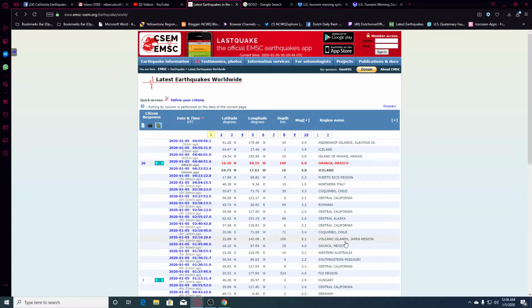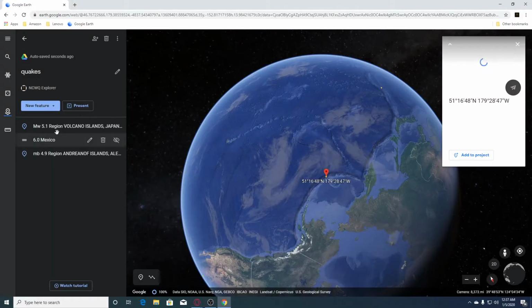And we can see that there was a 5.1 Volcano Islands, Japan region. That was followed by a 6.0 Oaxaca, Mexico, followed by a 4.9 Andronov Islands, Aleutian Islands. And those are the bigger ones here, of course. So we're going to look at these on here.